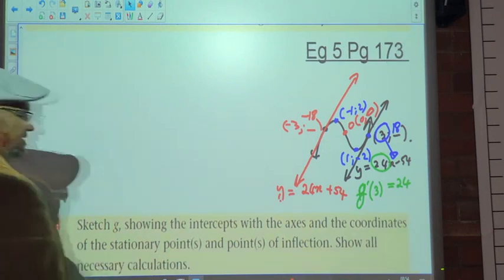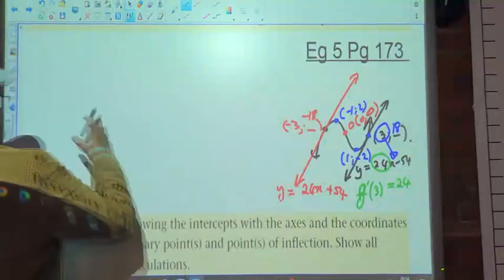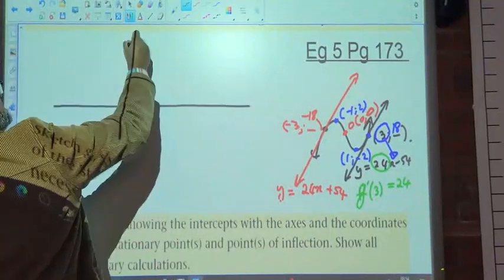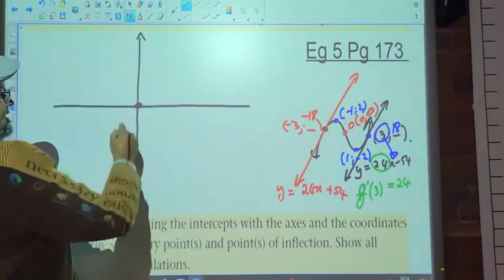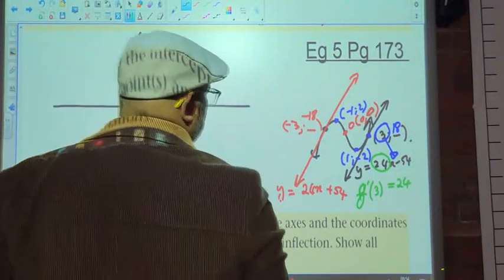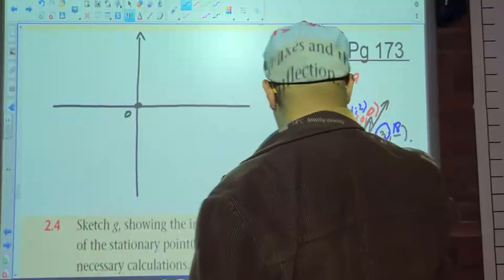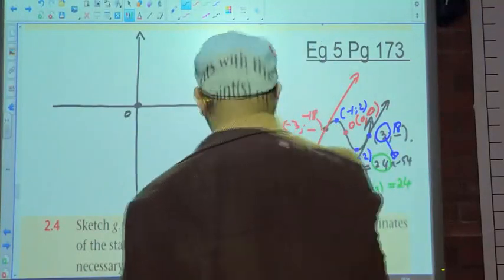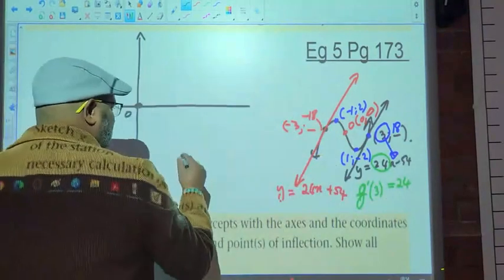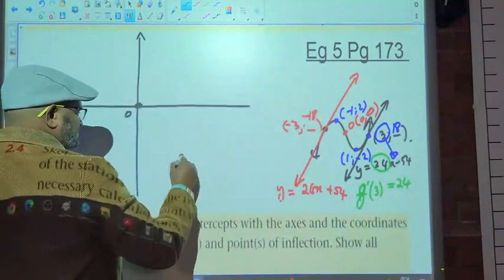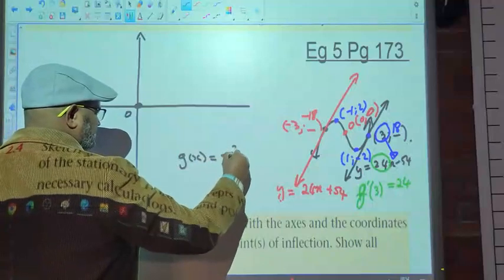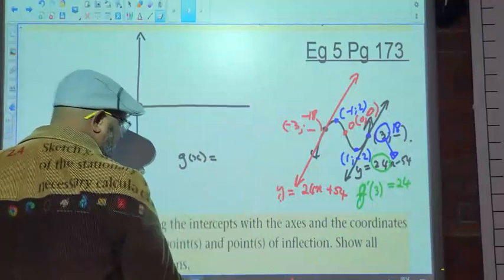Alright, let's go. The favorite part, no? So, of course, we're going to go through (0, 0), which is the origin. We don't have the x and y intercepts. Okay, so the equation was g of x is equal to x cubed minus 3x. Is that correct?